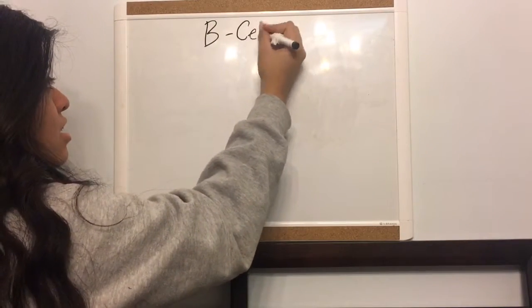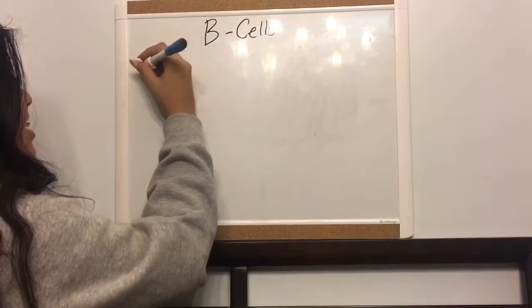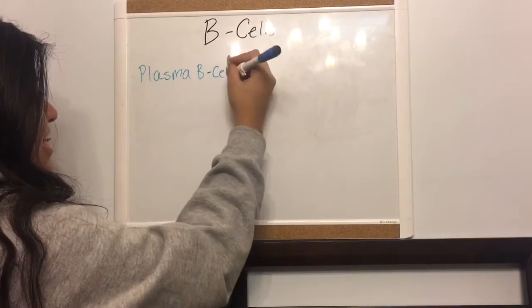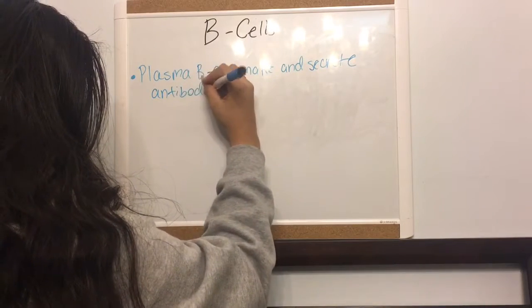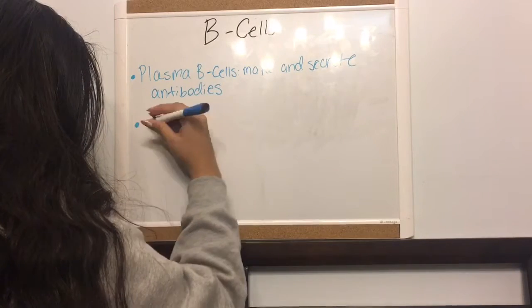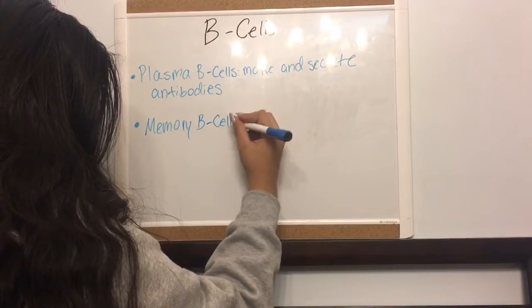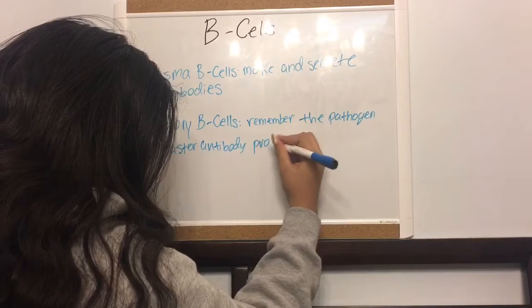B cells. Plasma B cells make and secrete antibodies. Memory B cells remember the pathogen for faster antibody production in the future.